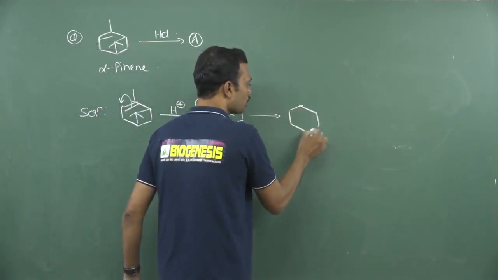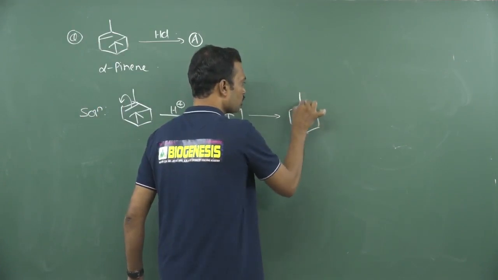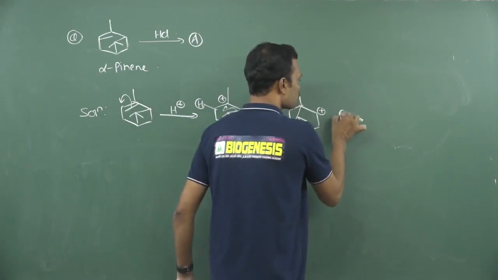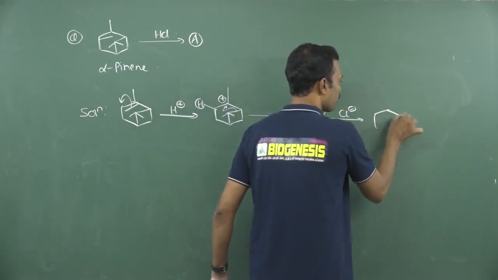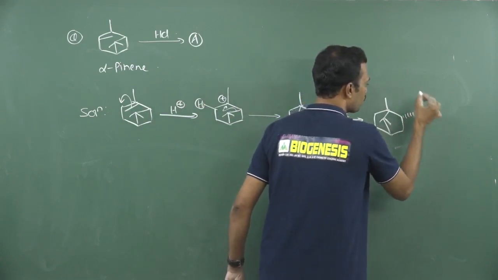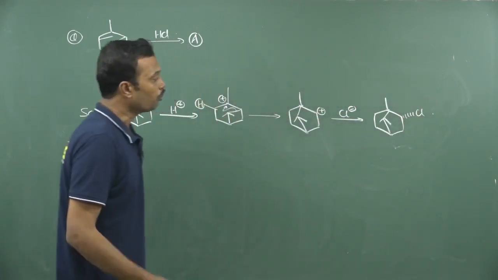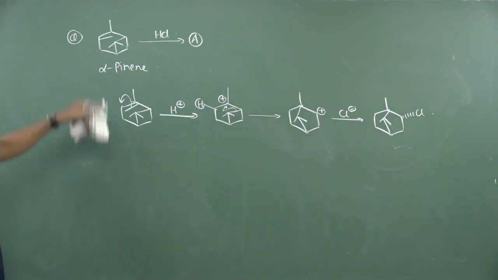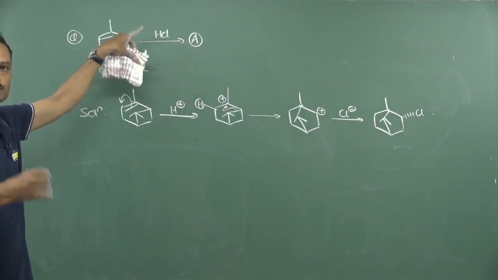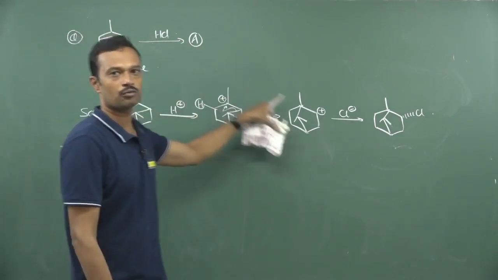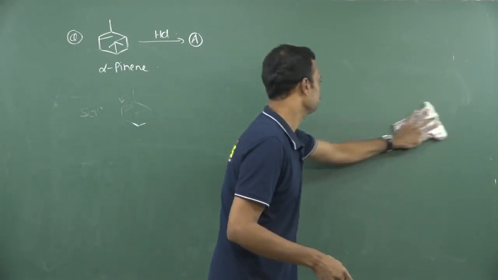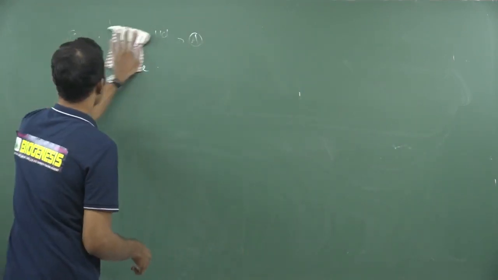After attacking this carbon, here you get a methyl, and here you will get a positive charge. Now this positive charge reacts with chloride ion, and finally there is a formation of a chlorine which attacks exactly from below, giving bornyl chloride like this. That is the answer. This molecule is asked many times in exams. It is a carbon skeleton rearrangement, proceeding with Wagner-Meerwein rearrangement. That is the answer.